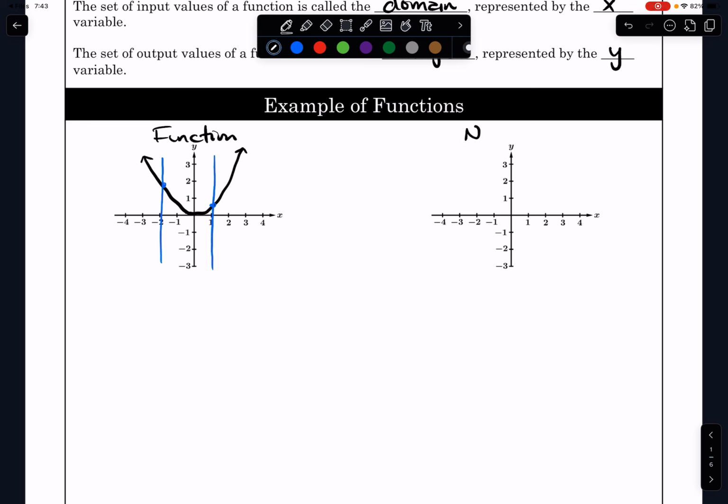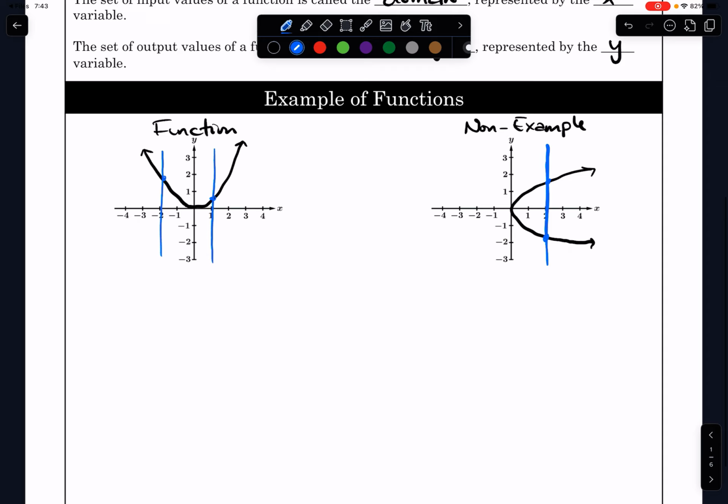Let's look at a non-example. A non-example of this idea, where our x values repeat, so every x has more than one y value, would look like something like this, where if I draw any vertical line, I can find a vertical line that intersects my relation at multiple locations. So this right here is not an example of a function.